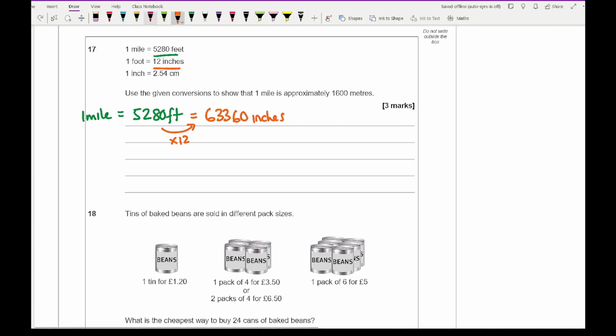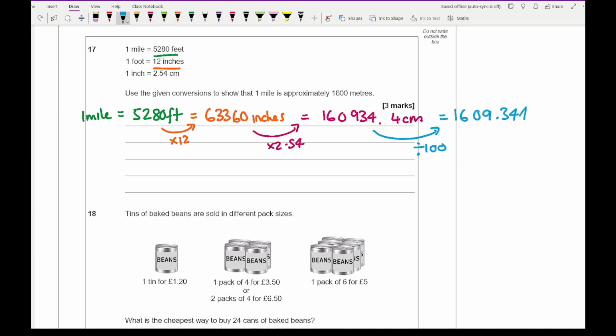Then I convert that into centimeters. To convert that into centimeters, I multiply that by 2.54, in which I get an answer of 160934.4 centimeters. I then want to convert that into meters. So here, if I divide this by 100, I get an answer of 1609.344 meters.